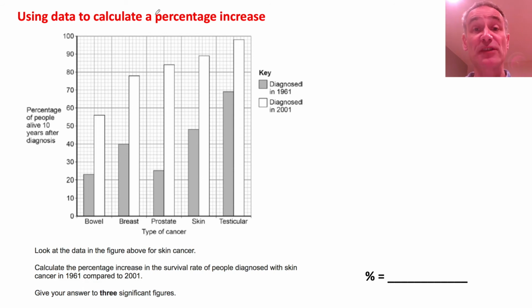The next one is to do with the percentage increase. It says, look at the data in the figure above for skin cancer. So this is the skin cancer. That's the percentage of people alive 10 years after diagnosis in 1961, and that's the percentage of people alive 10 years after diagnosis in 2001. It says, calculate the percentage increase in the survival rate of people diagnosed with skin cancer in 1961 compared to 2001. Give your answer to 3 significant figures.